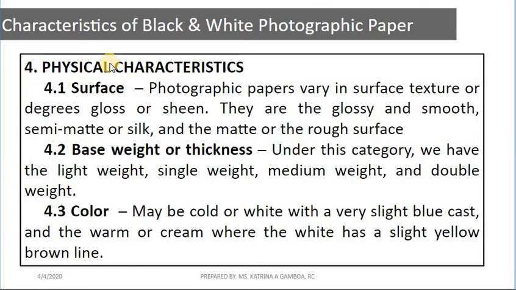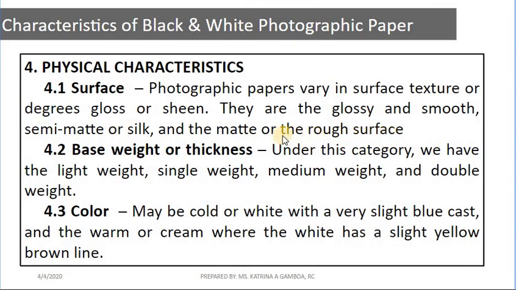And the last one, the physical characteristics of our black and white photographic paper. We have the surface, base width or thickness, and the color. So what is its surface? Photographic papers vary in surface texture. As I told you, there is gloss, there is sheen, there is matte. They are glossy and smooth, semi-matte or silk, and the matte or rough surface.